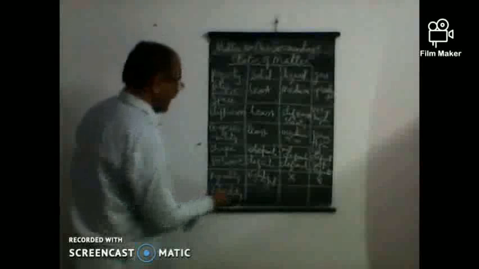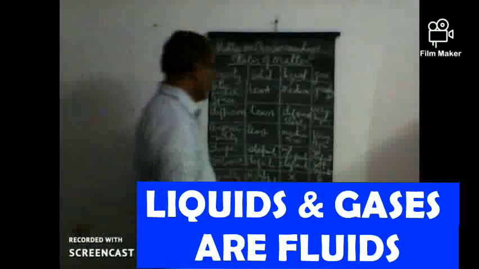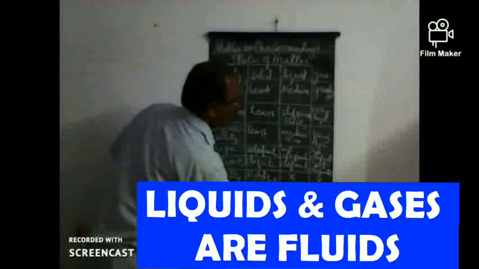The next one, we have fluidity. So solid, it retains its shape, so it's not going to flow. So it does not have fluidity, whereas liquids and gases, they have the ability to move or diffuse. So we can say they have fluidity. So both are called fluids. What are they called? Fluids, because they can flow from one place to another place.